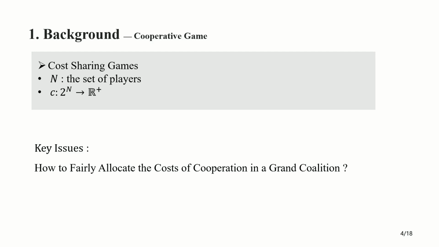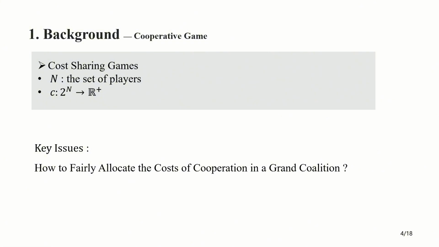Let's begin with the first part, the background. In cooperative game theory, there are generally two types of problem: profit distribution and cost sharing. Let's take cost sharing game as an example. A typical cost sharing game can be represented by a pair (N, C), where N is the set of players and C is a characteristic function.